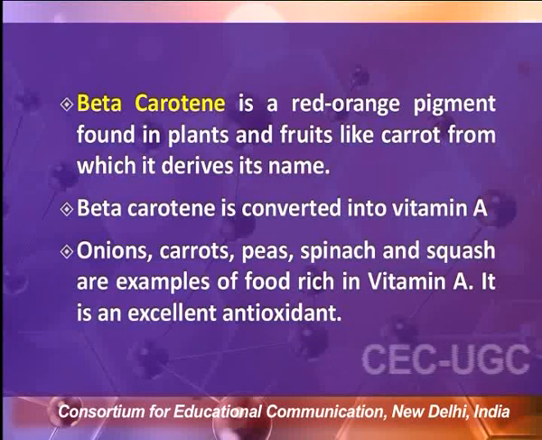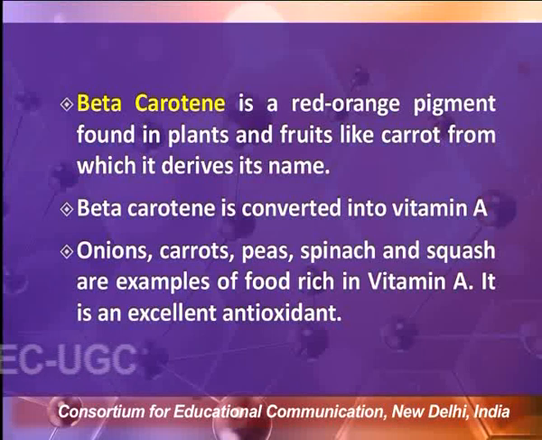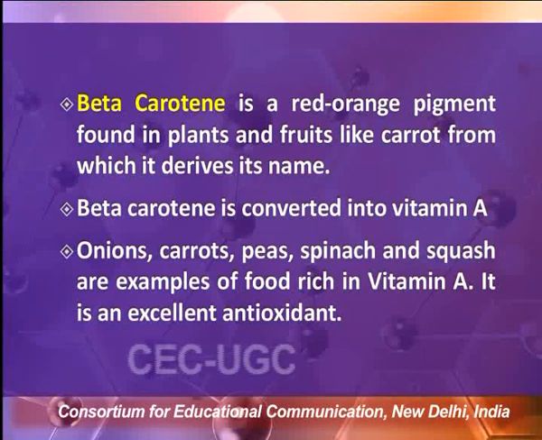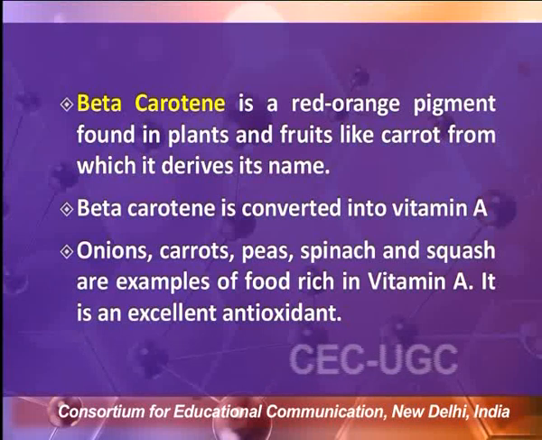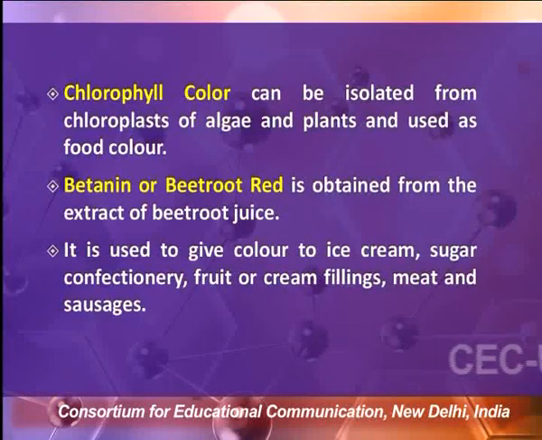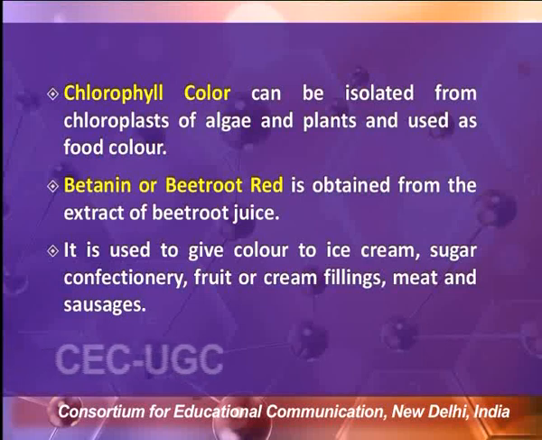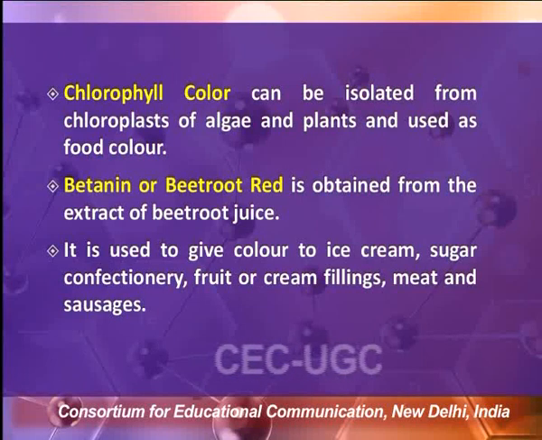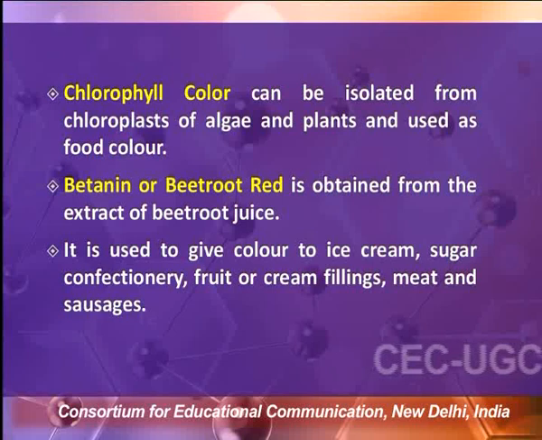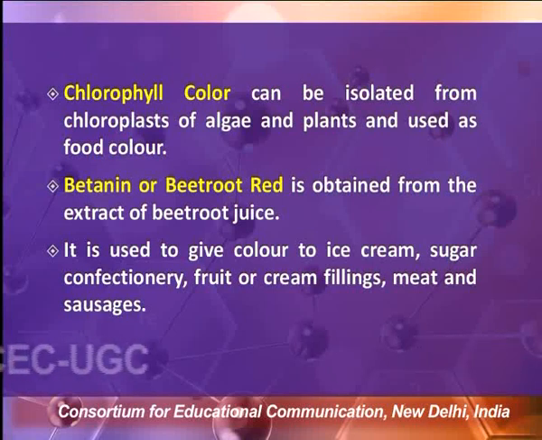Onions, carrots, peas, spinach and squash are examples of food rich in vitamin A. It is an excellent antioxidant. We have chlorophyll color, which can be isolated from chloroplasts of algae and plants and used as food color. Then betanin or beetroot red is obtained from the extract of beetroot juice.